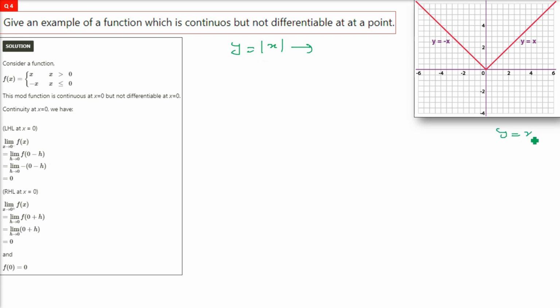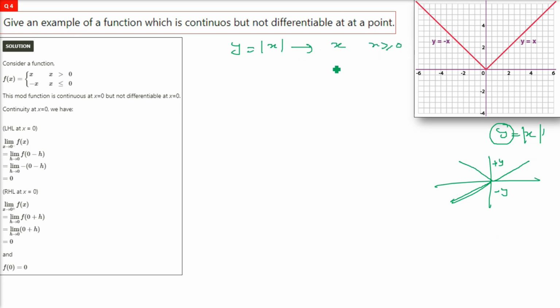See, if you have a line y equals x, this is a simple line which is passing through the origin. When you take the modulus, that means you cannot have a negative y value. A negative y value can only be made positive when you multiply a negative with a negative. So the line below has to go up.